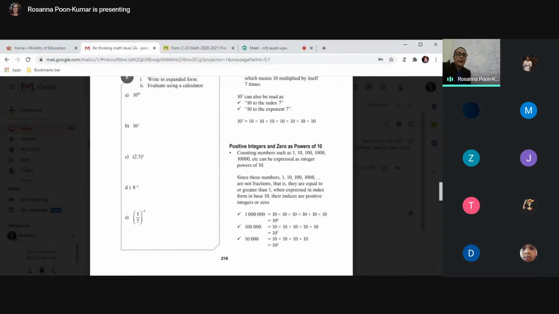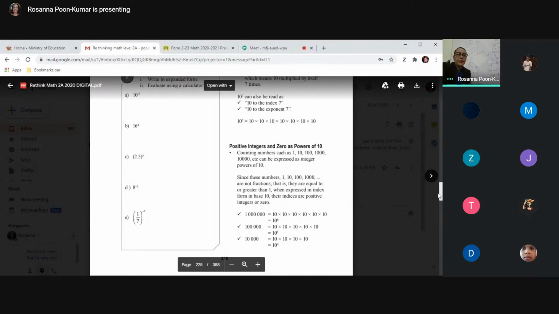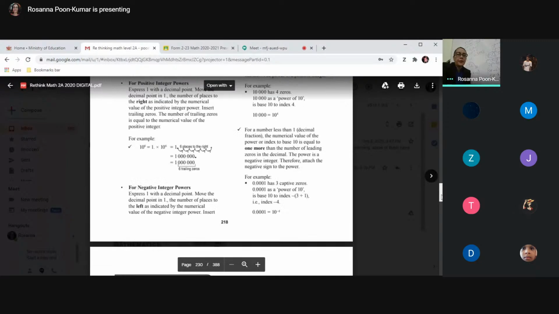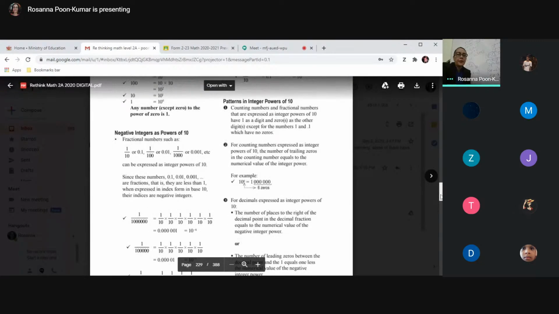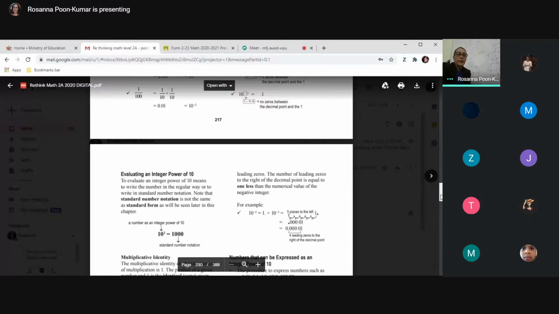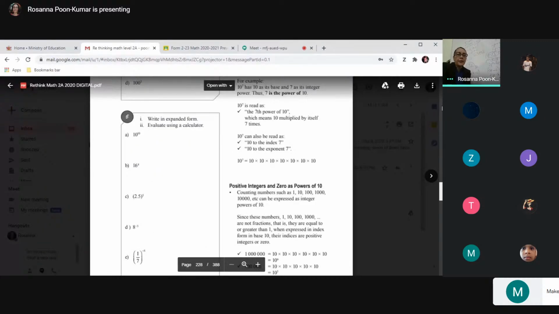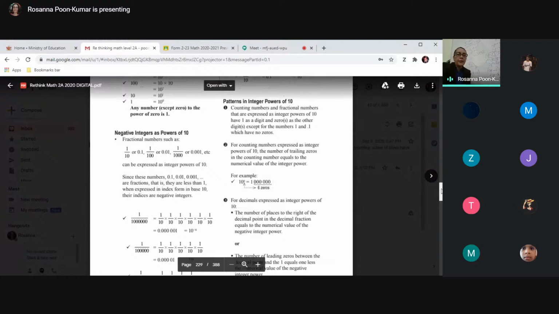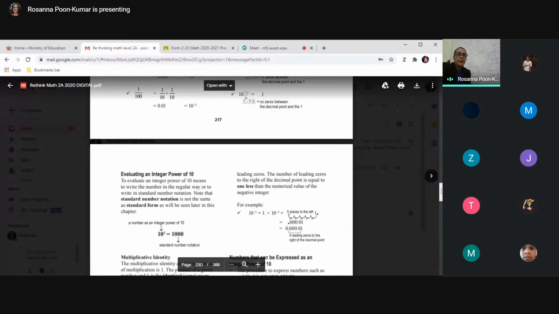So you have 1, 10, 100, 1,000, etc. can be expressed as powers of 10. We know that 1 million is 10 to the power 6, 100,000 is 10 to the power 5, 10,000 is 10 to the power 4, and so on and so on. Next page. Okay. So where I was reading just now. We did all of these already last week. It's when I opened the workbook. So 10 cubed is that.